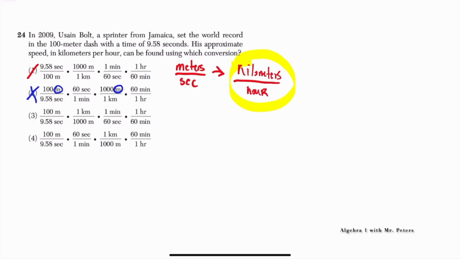Now answer choice number 3. When I think about this, right, seconds never cancel out. And we have to cancel out seconds so that we could get to hours. So this is automatically wrong. So just by process of elimination, it looks like answer choice 4 is going to be the correct answer. But let's just double check so we can see what this should look like. So when we look at meters, that cancels out. When we look at seconds, that cancels out. And then when we look at minutes, that cancels out. And all we're left with is going to be kilometers per hour, which is the unit that we want.